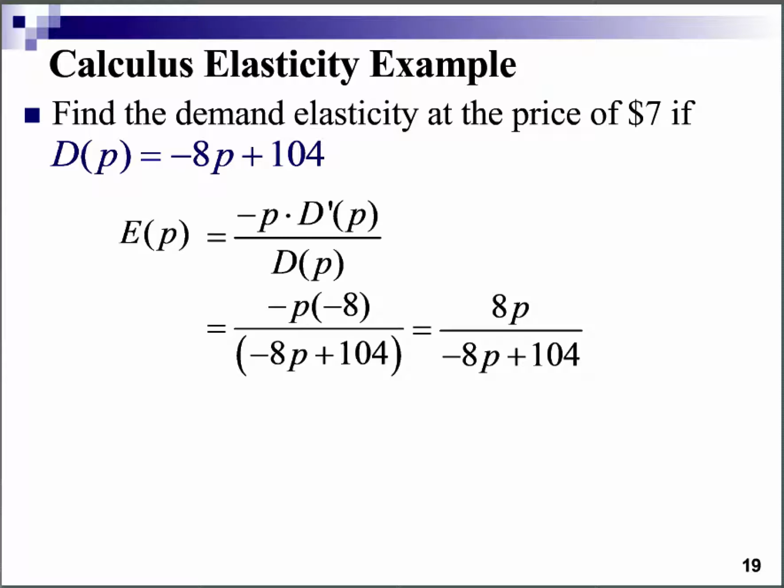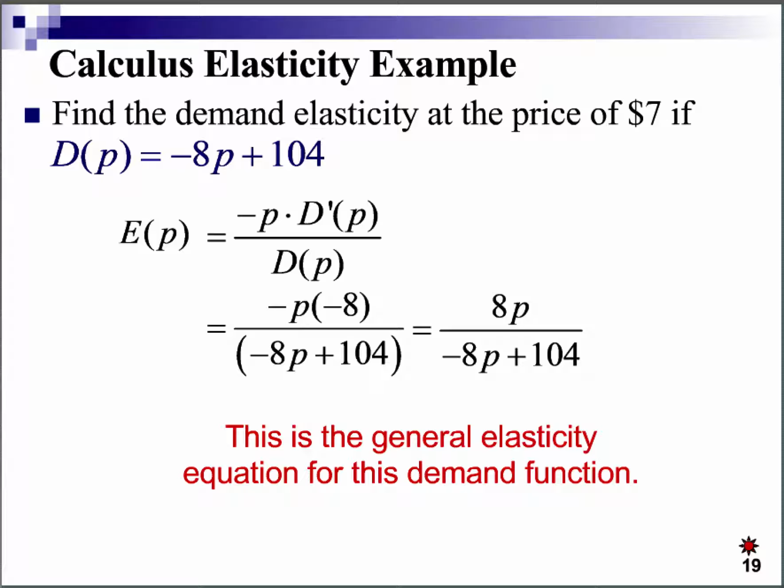When we clean this up, negative p times negative 8 is a positive 8p. Then we have the denominator, which is the original demand function. This is what we call the elasticity function, and notice that it depends entirely on the price. So if you give me a particular price, like $7, I can quickly find the elasticity value. We call this the general elasticity equation, or general elasticity function, for the given demand equation.